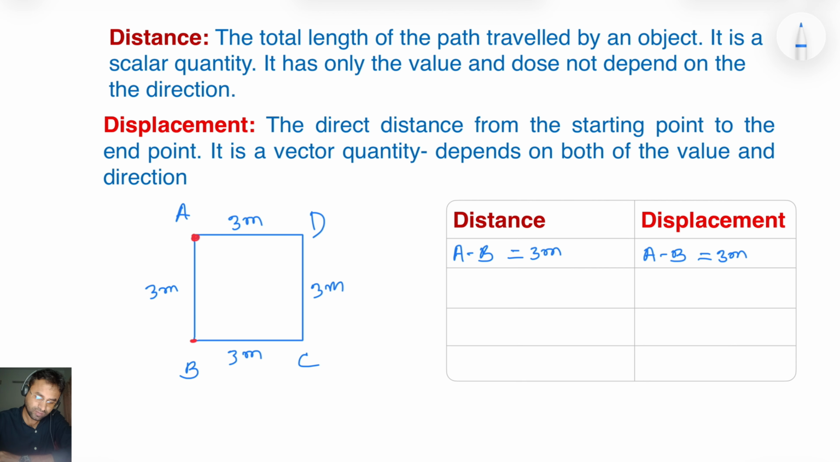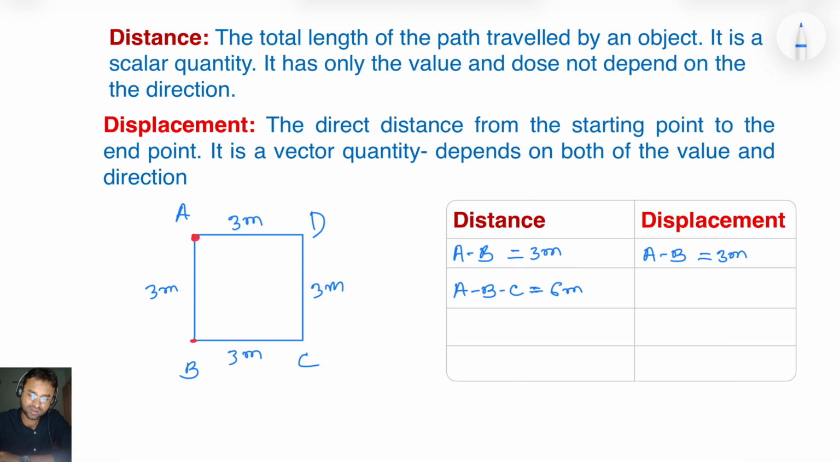When this object is traveling from B to C, then for the pathway A to B and B to C, the total length the object traveled is 3 plus 3 equal to 6 meters. It is the distance, the total path length.